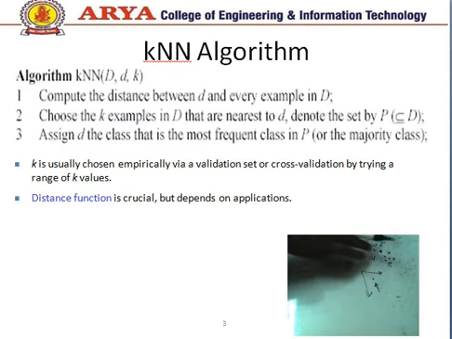So here you can see in this slide we have the algorithmic steps. There are three steps. First of all, we compute the distance, then we choose the element K, and then we assign the class that is the most frequent class in P.